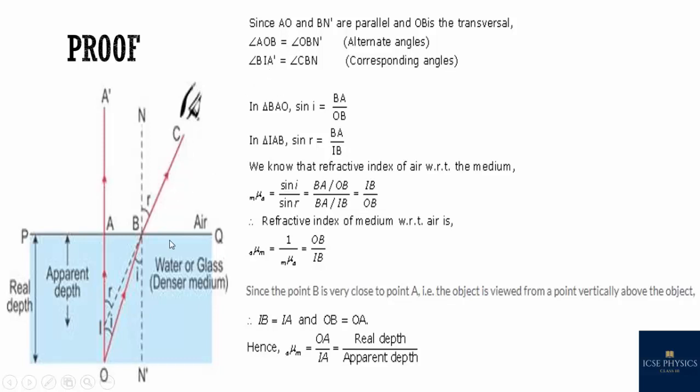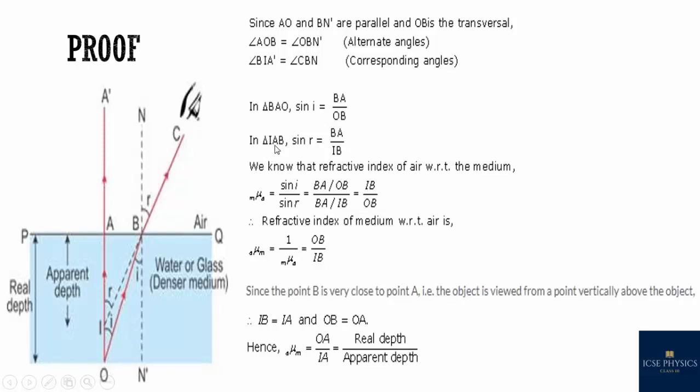Now let's see the angle BIA and angle CBN. These two are corresponding angles. Corresponding angles are equal. Now let's see triangle BAO. What type of triangle is this? It's a right angle triangle. In this triangle, what will be sine i? Sine i is always perpendicular by hypotenuse. Here the perpendicular is AB, right? So BA by hypotenuse, which is OB. So we have written that, BA by OB.